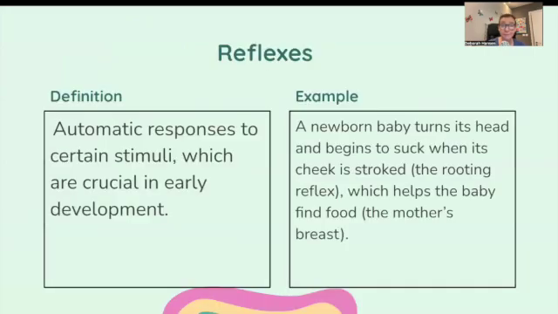Okay, let's get going. We're going to start with reflexes. The definition is automatic responses to certain stimuli which are crucial in early development. What is an example of that? A newborn baby turns its head and begins to suck when its cheek is stroked, the rooting reflex. This helps the baby find food, the mother's breast or the bottle, whichever you have. But that little bit of that rubbing on the cheek, you'll try it. If you know an infant, you can try it and see if it works.